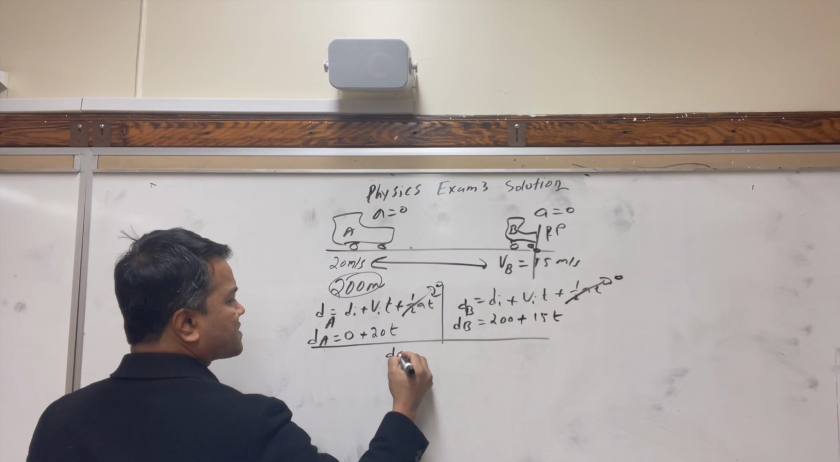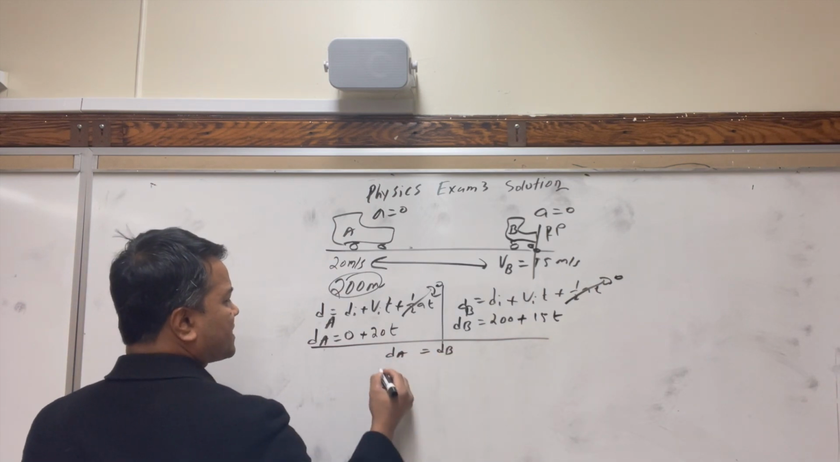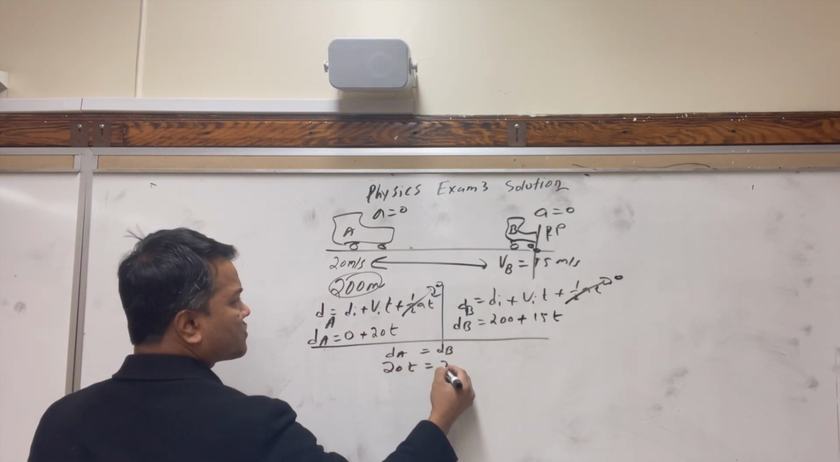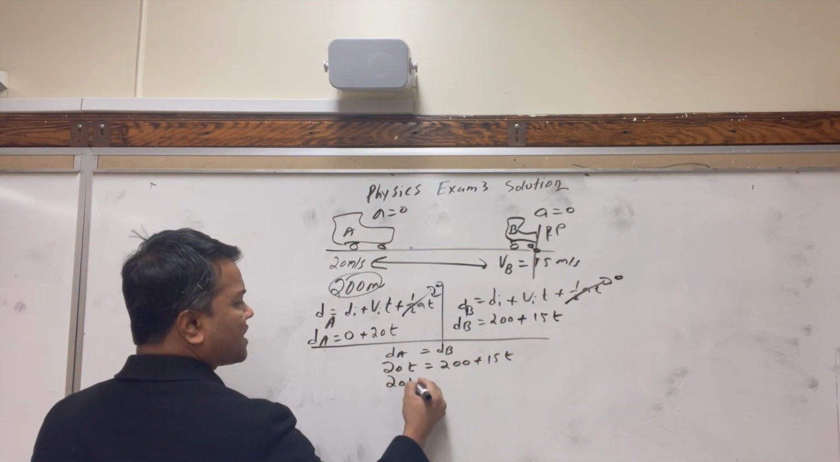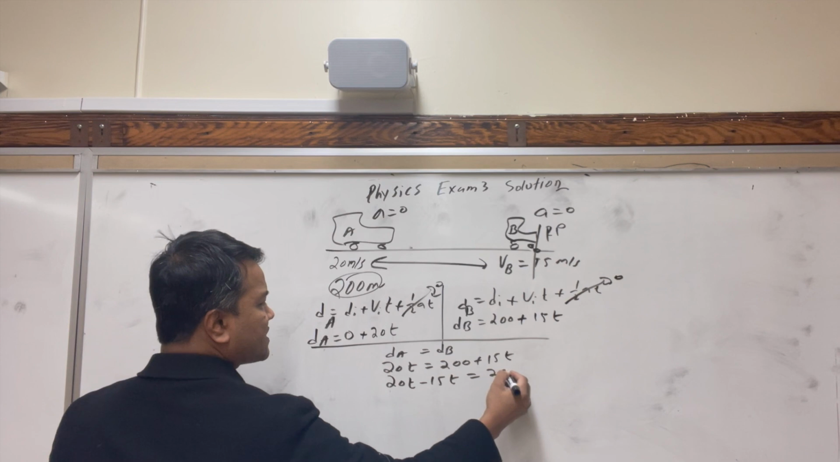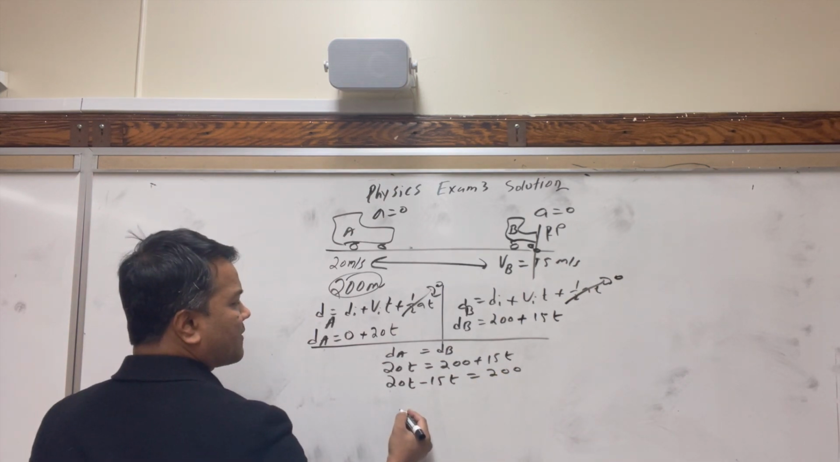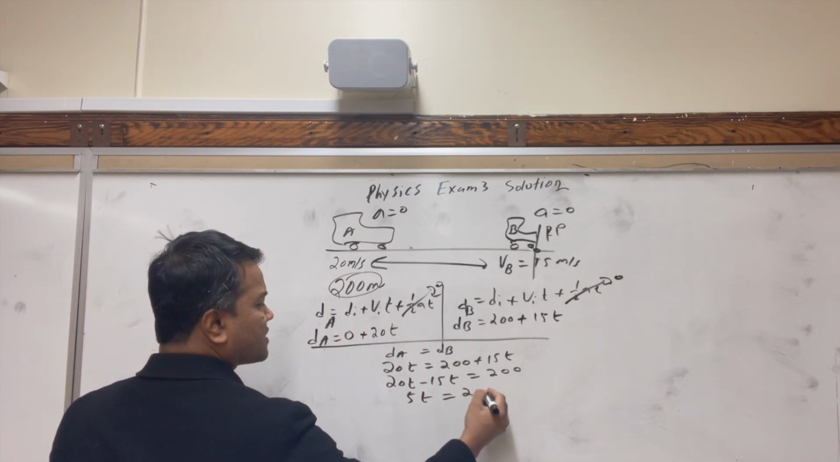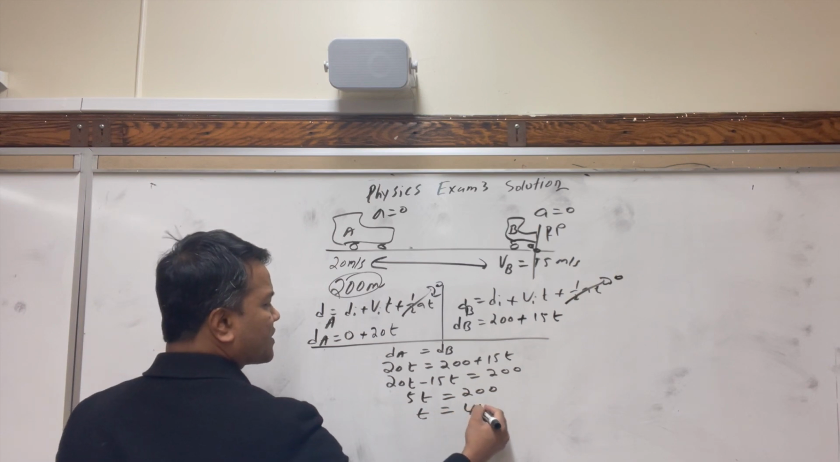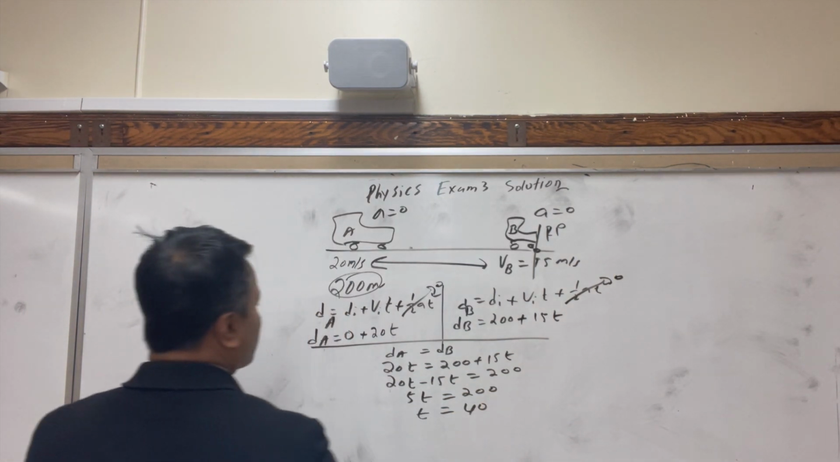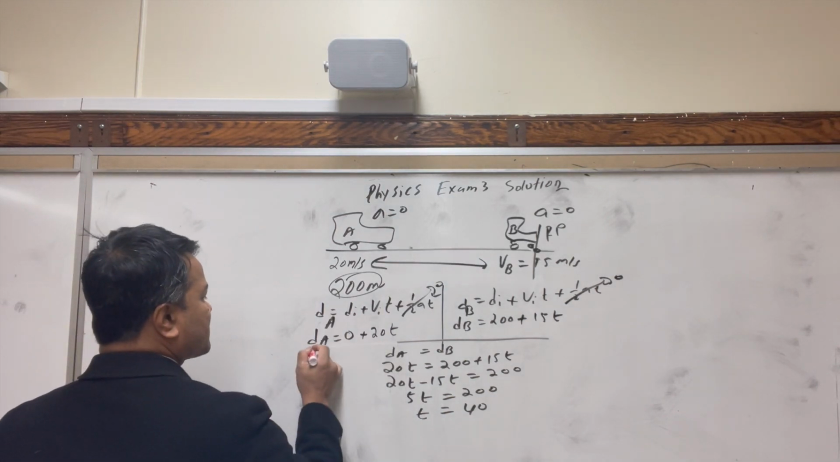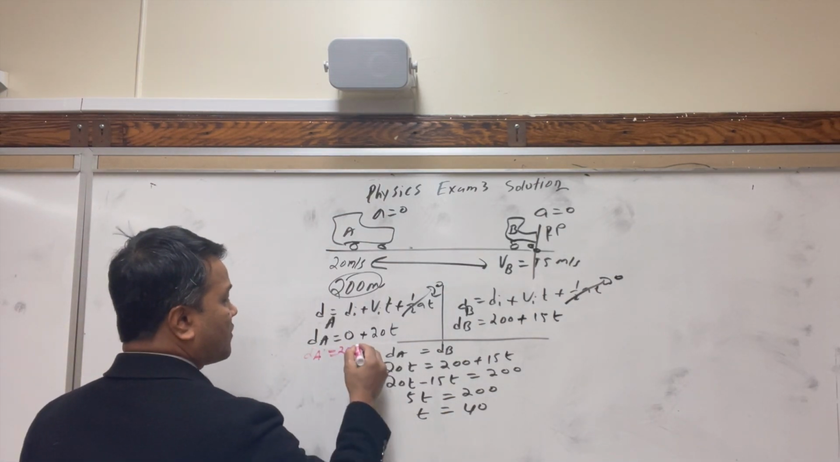So dA is equal to dB. So dA, 20t, is equal to 200 plus 15t. So 20t minus 15t is equal to 200. All right, so 5t is equal to 200. t is equal to 40. Okay, so as you see, t is equal to 40. Now we can put that over here. So then it's 20 times 40.